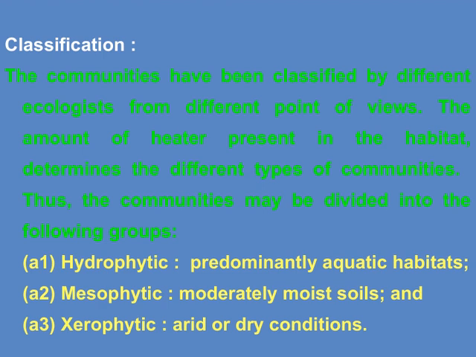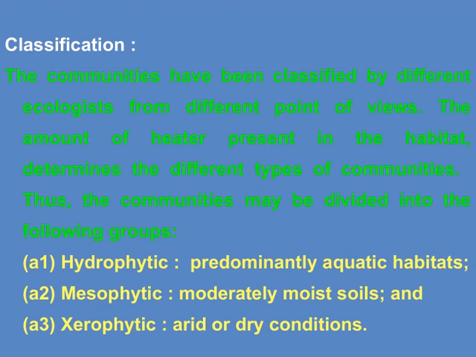Next, we have the mesophytic communities, which thrive in moderately moist soils. These are more common in areas where moisture isn't excessive, but still sufficient to support a wide variety of plant life, like many grasslands and forest floors. Finally, there are the xerophytic communities. These are adapted to arid or dry conditions, such as deserts or dry slopes, where water is scarce and plants have developed unique adaptations to survive.